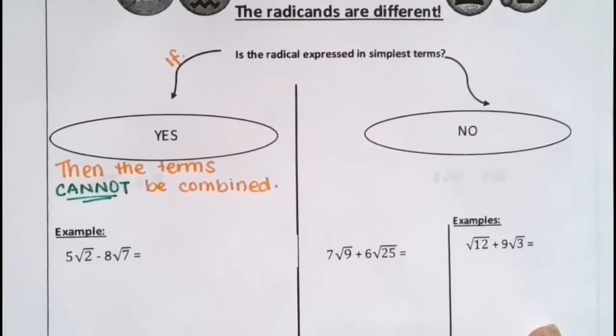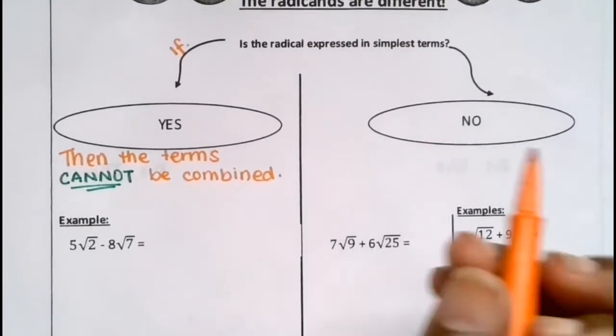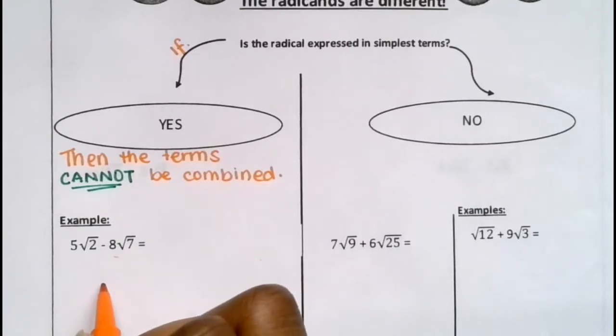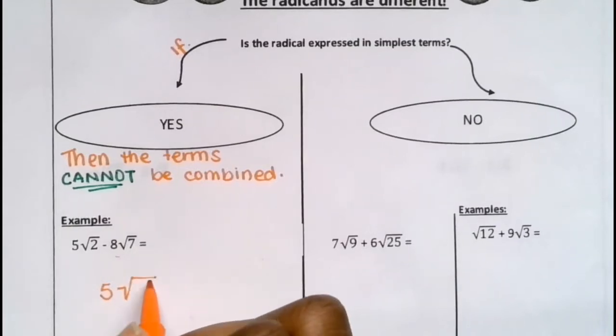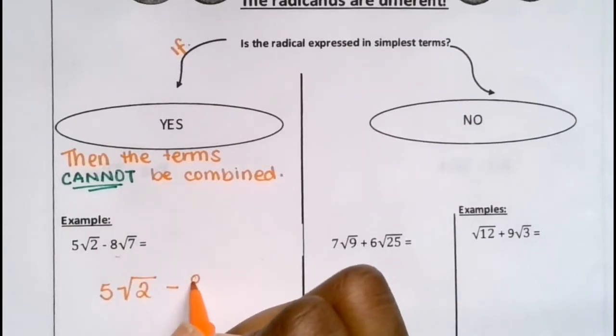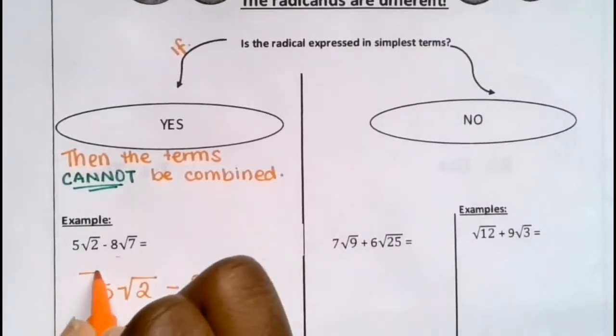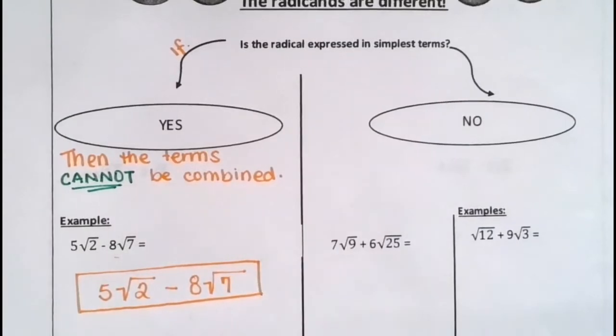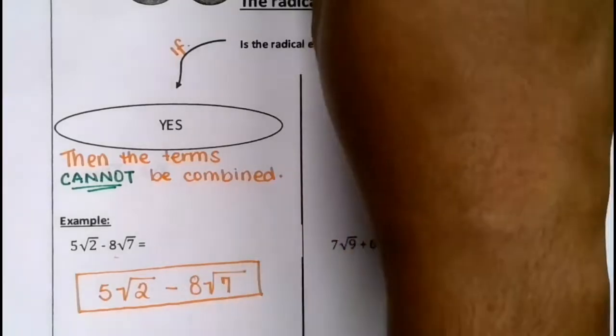So let's take a look at the example down below. I have 5 root 2 minus 8 root 7. I see that root 2 and root 7 are different. I also know that there is no perfect square that evenly divides into root 2 or into root 7. Therefore, I know that these expressions are in simplest form. Because the radicals are in simplest form and they are different, I cannot combine unlike terms. The only thing that I can do is rewrite the problem exactly the same way I see it and draw a box around my final answer.